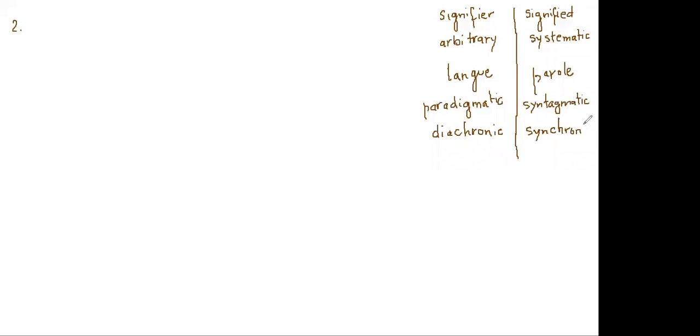relationship. We'll deal with each of them one by one. The first one is done. You're clear with signifier, signified, binary. Let's move to the second one.